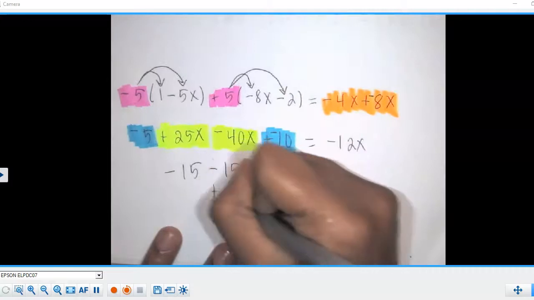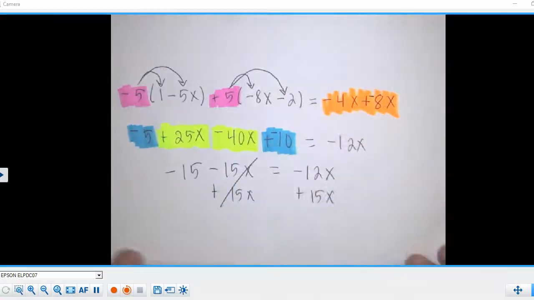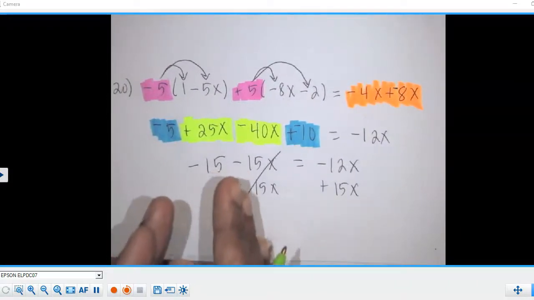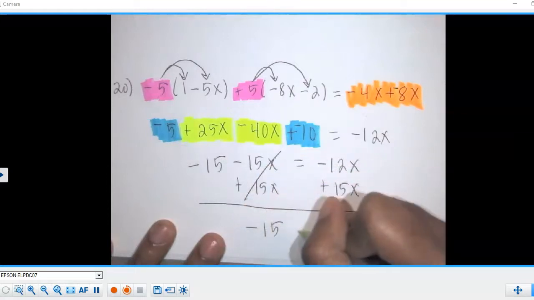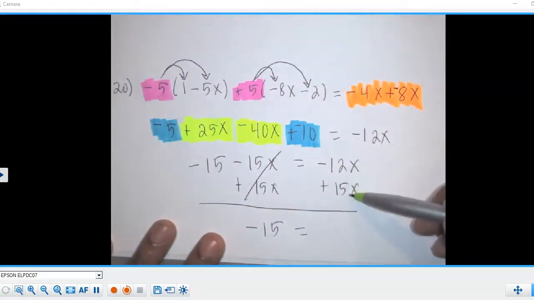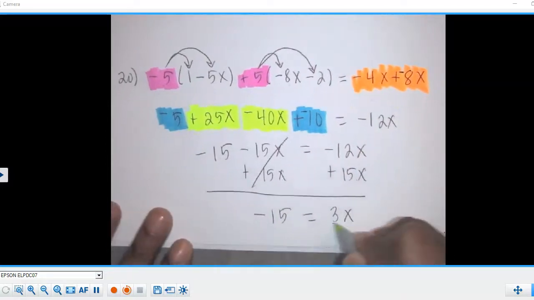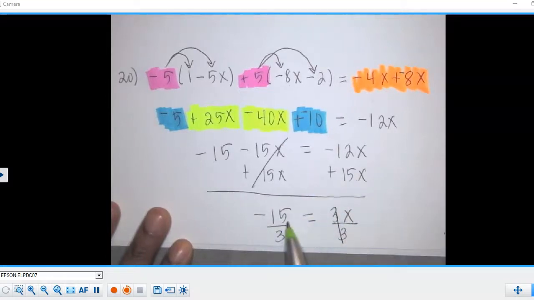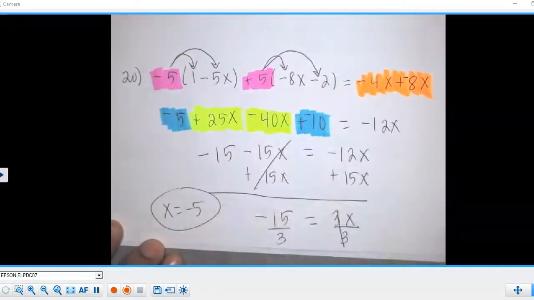So now I'm going to add 15x, add 15x. You see, now all of the x's are on this side instead of them all being on this side. So final step, well, 2 more steps. -15 is equal to, and I'm going to subtract, keep the sign of the bigger number. This is a 3x. And then I'm going to divide by 3, divide by 3. So again, x is equal to -5. That's the answer for number 20.